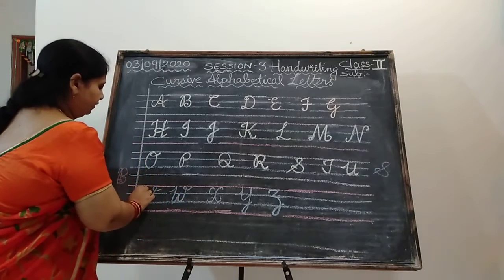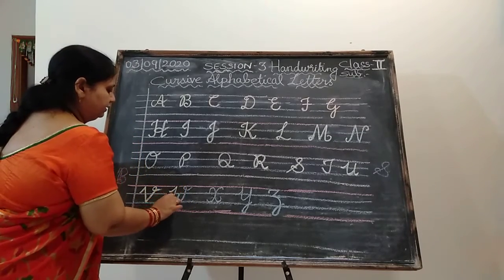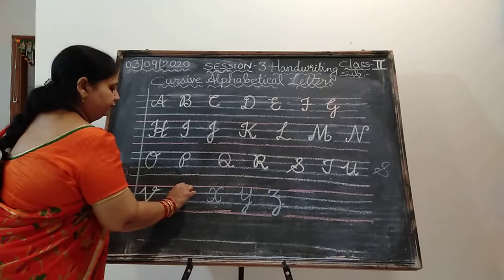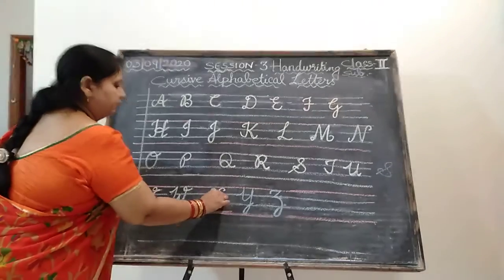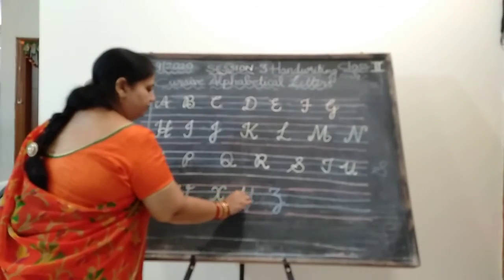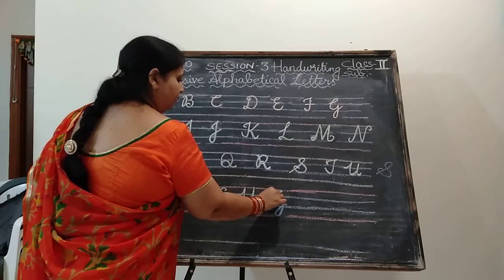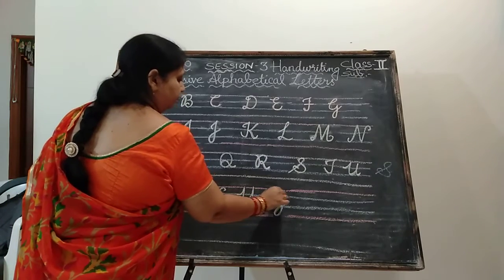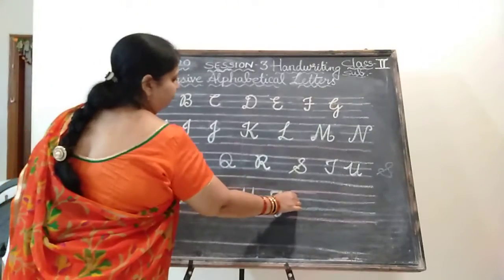This is cursive letter V and this is W and this is cursive letter X and this is cursive letter Y and this is Z. Okay, finished, completed. Now you place the full stop.